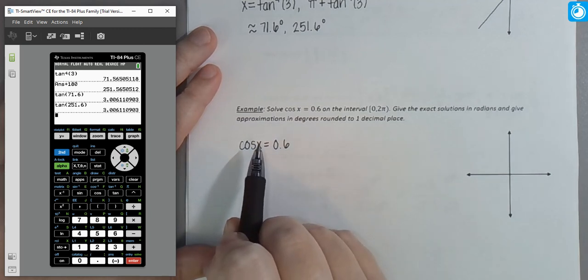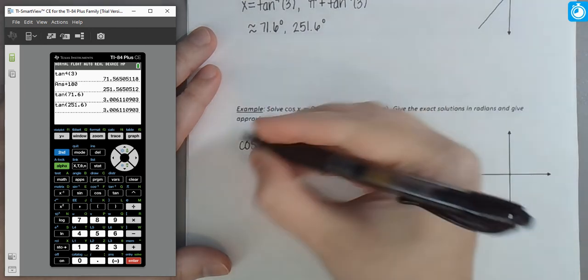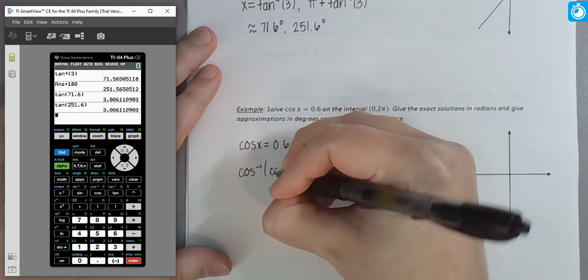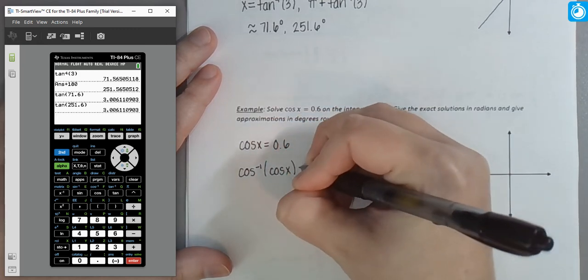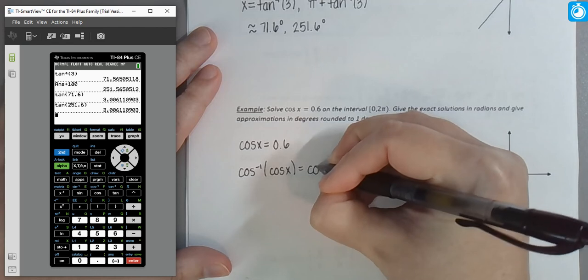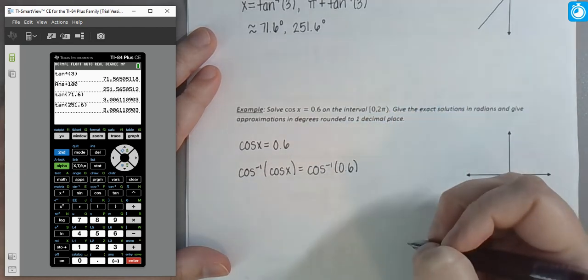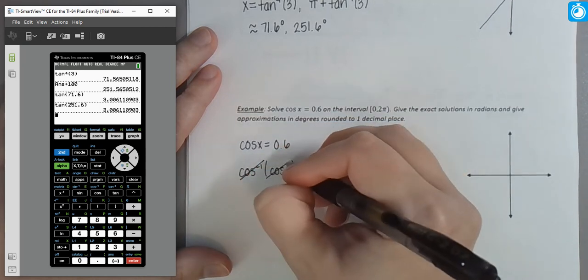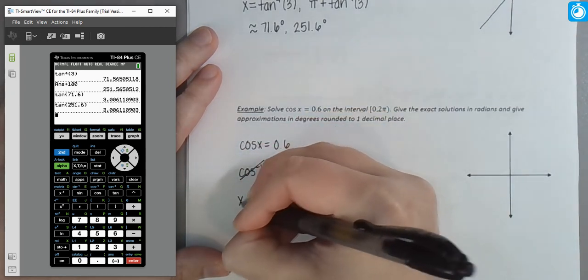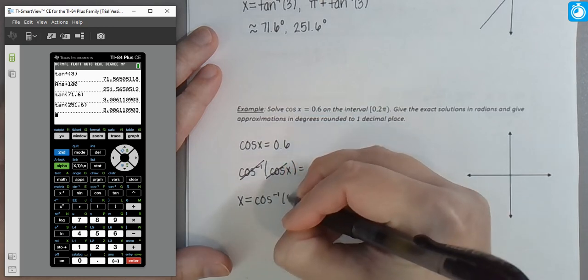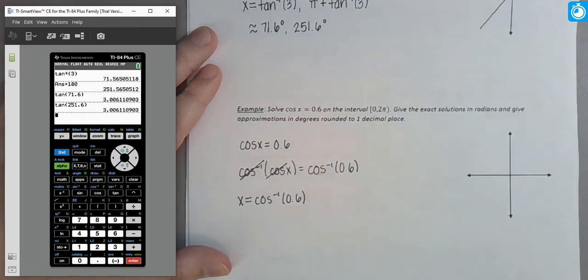So the only way to isolate x in this case is to eliminate our cosine using the inverse cosine function. So if I apply my inverse cosine to both sides of the equation, then I can eliminate the cosine, I can isolate my x, and so we get x is equal to the inverse cosine of 0.6, whatever that happens to be.